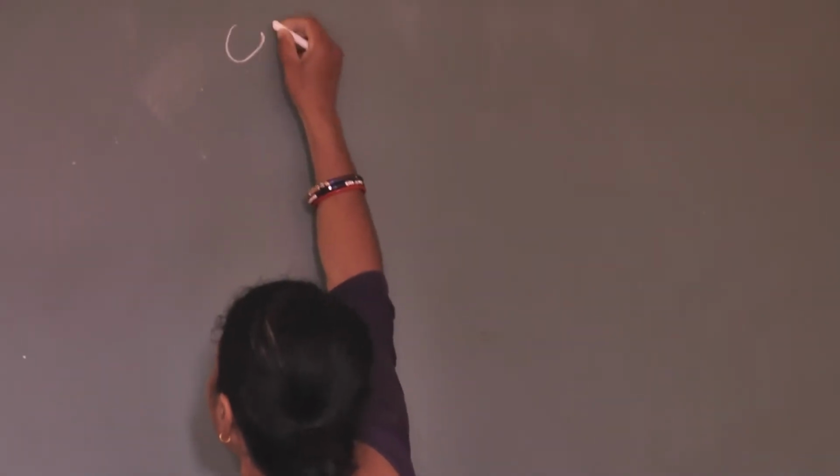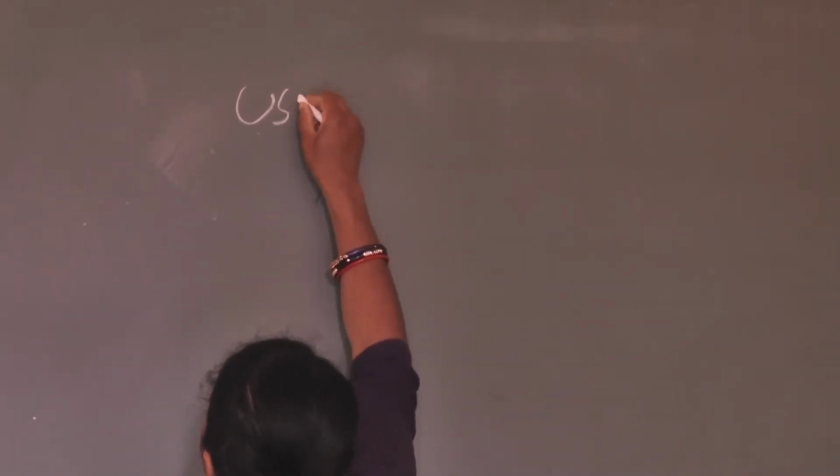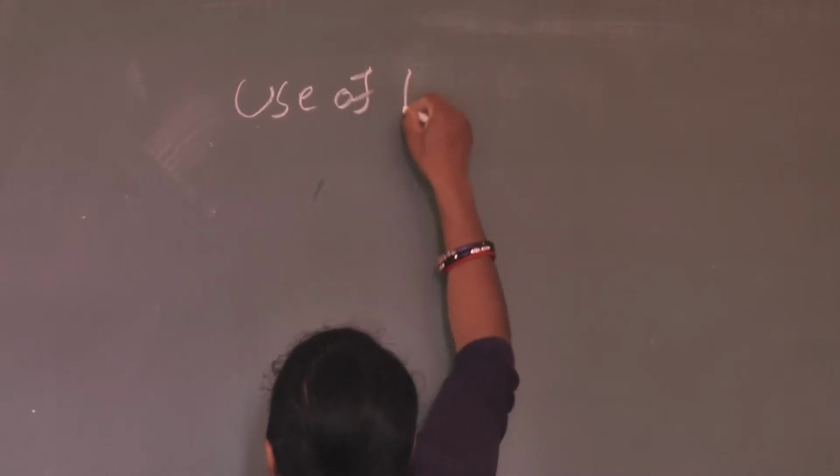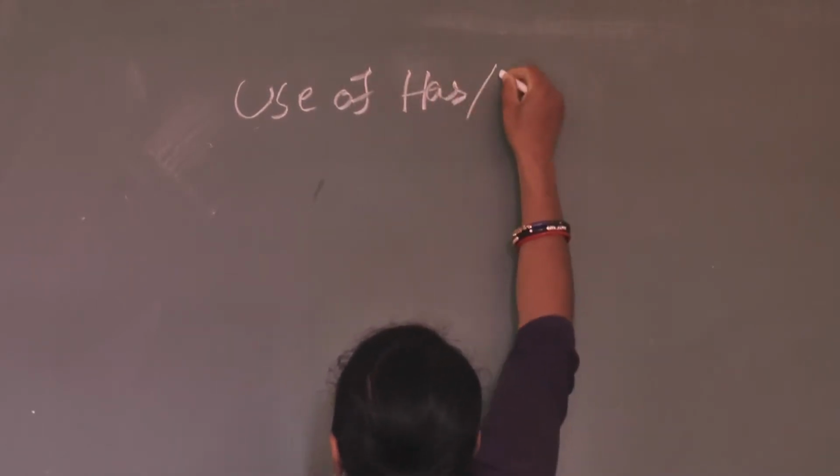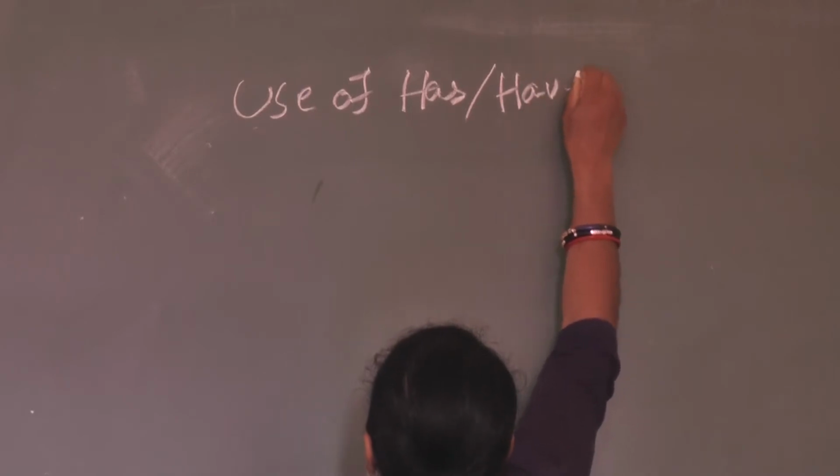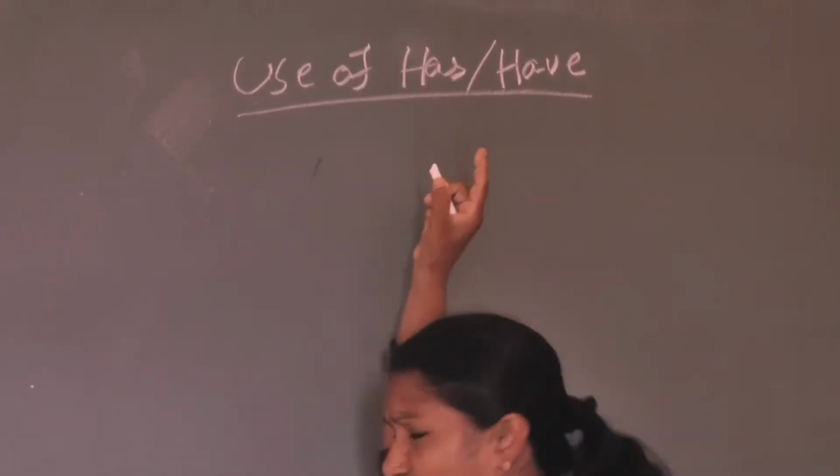After learning some parts of speech in English grammar, you have to learn how to make sentences. For sentence formation, you have to learn the use of has or have, okay. Today your chapter is the use of has and have. These two words, has or have, have the same meaning, okay.